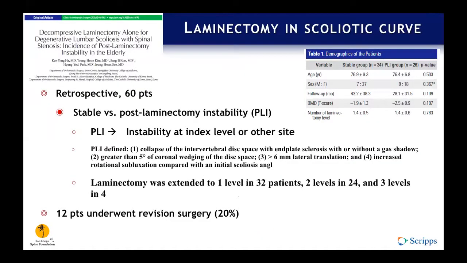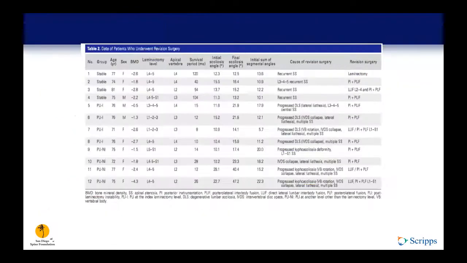Here's another one looking at the question that I was curious about, a laminectomy in a lumbar scoliotic curve, the outcomes, and the feasibility of doing a procedure such as this and how destabilizing it could be. So they retrospectively looked at 60 patients and stratified them into stable versus post-laminectomy instability. And the instability was defined, as you can see, in that second bullet point, by any one of those 4 measures. The laminectomy was extended to 1 level in 32 patients, 2 levels in 24 patients, and 3 levels in 4 patients. And in their study, they found that about 20% of the patients underwent revision surgery.